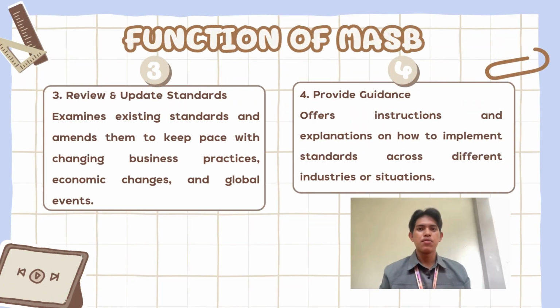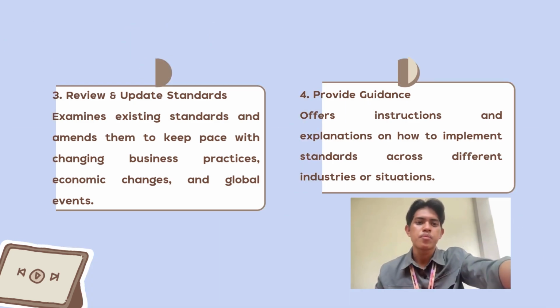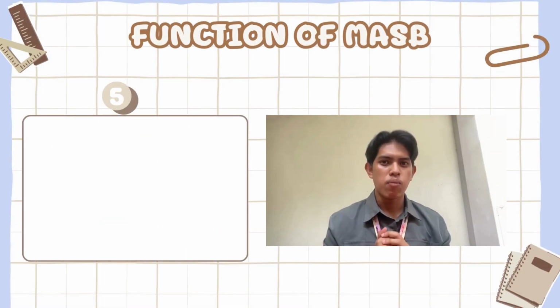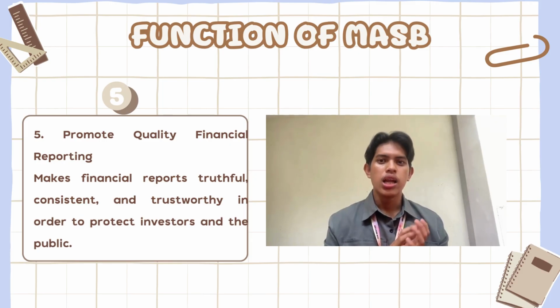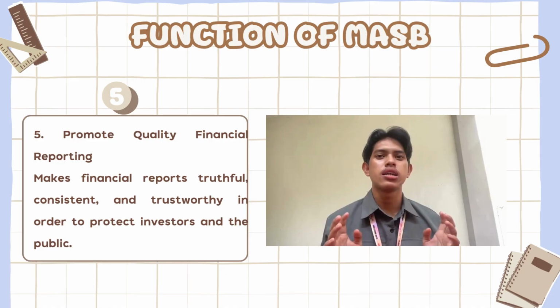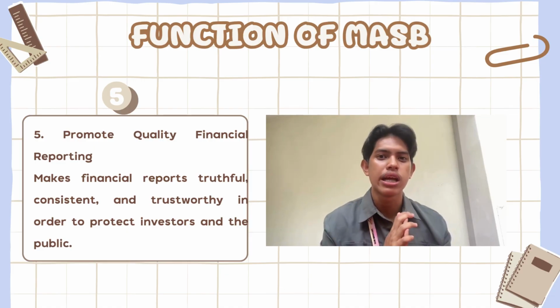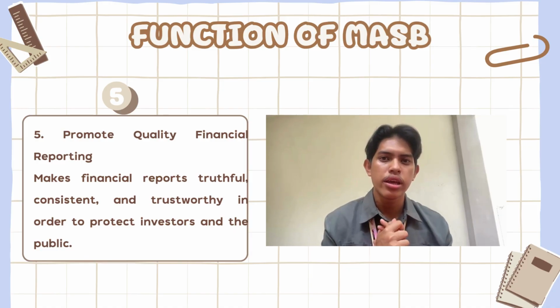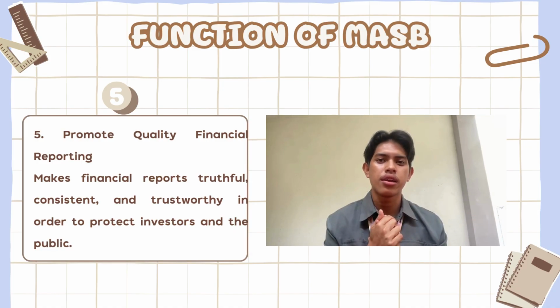Number 3 is review and update standards: examine existing standards and amend them to keep pace with changing business practice, economic change and global events. The last one is number 5, promote quality financial reporting: make financial reports truthful, consistent, and trustworthy in order to protect investors and the public.